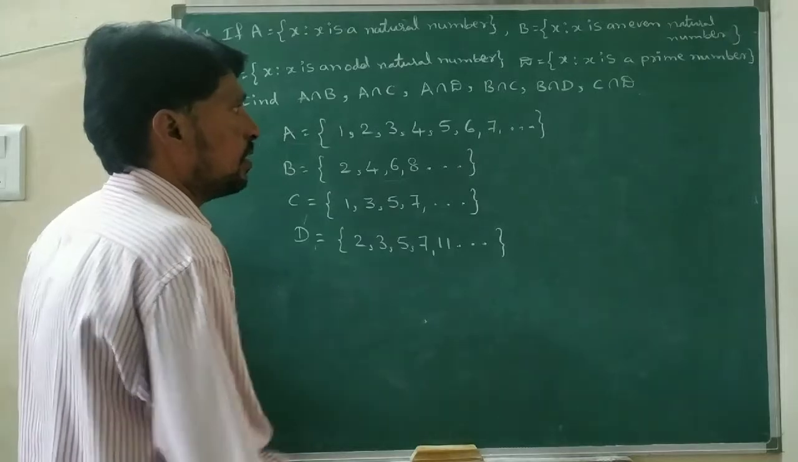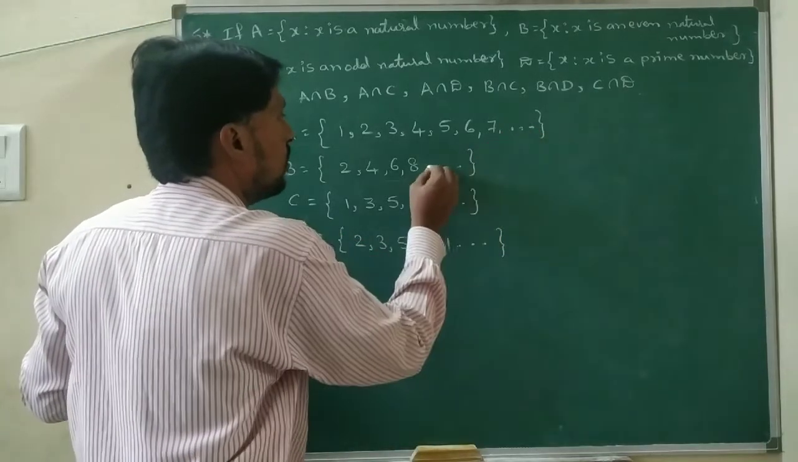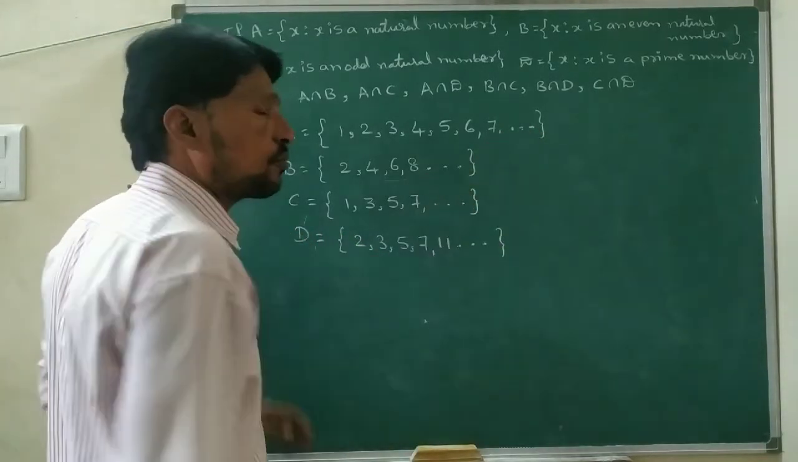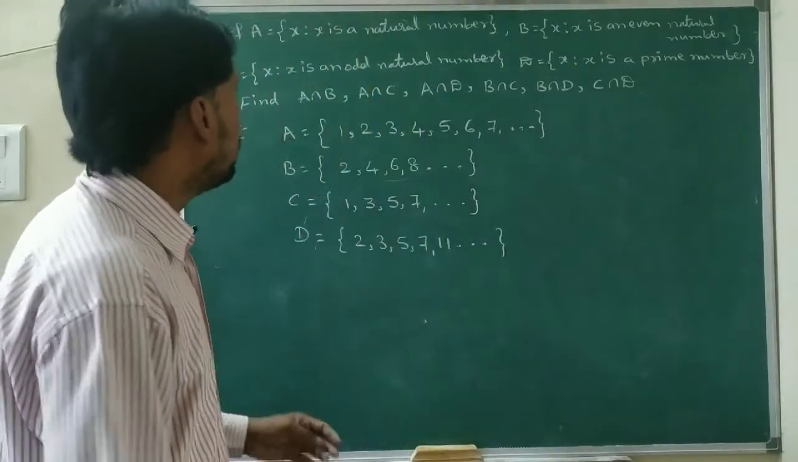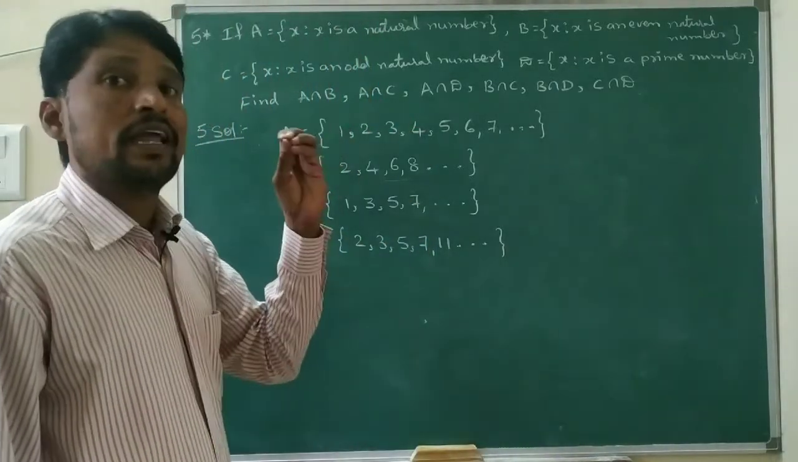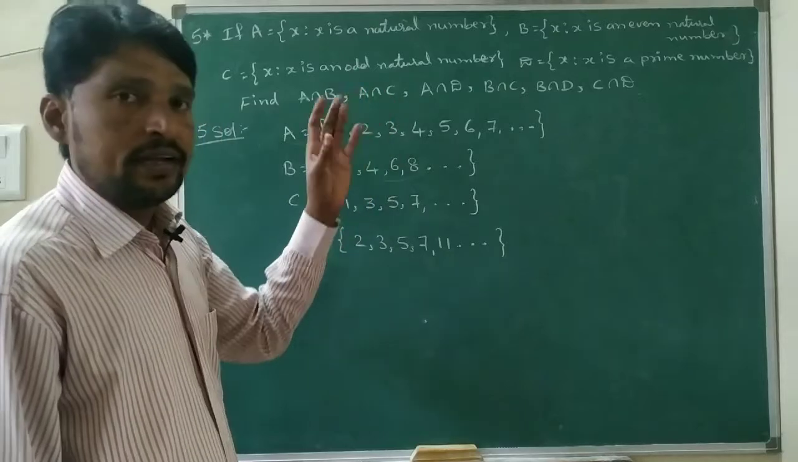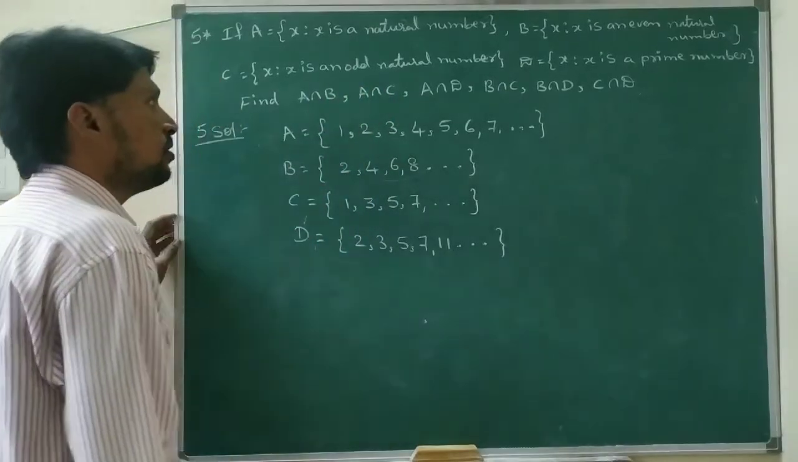So here I am using three dots. Three dots means it is an infinite set. So all of these are infinite sets only. They didn't give any condition.